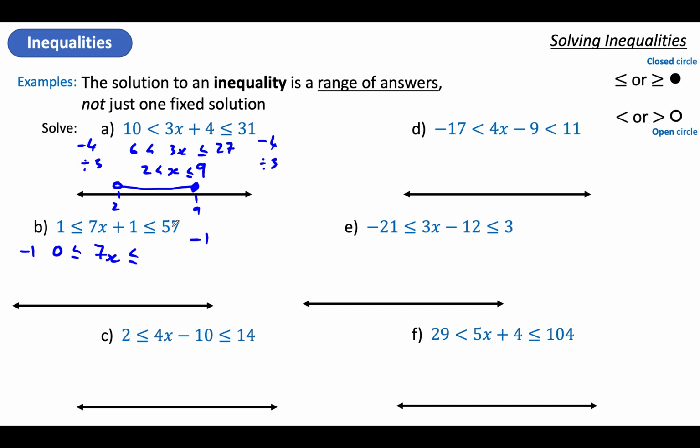Copy those signs down. 57 take away 1 is 56. Oh, why did I do this? I've got to know how many 7's go into 56, and it is 8 of them. Right, so we're going to divide by 7.